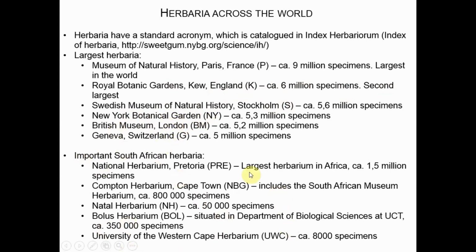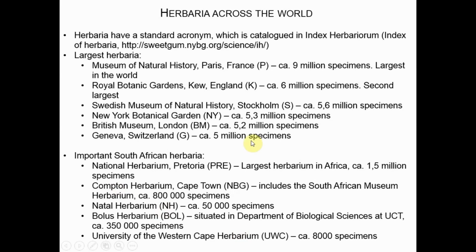And then we have, of course, important local South African herbaria. These are all associated with the South African National Biodiversity Institute, or SANBI, and they are associated with botanical gardens that we find in most provinces of the country. The largest in South Africa is the National Herbarium, which is the largest herbarium also in Africa, which houses now probably about 2 million specimens. The Compton Herbarium in Cape Town, about 1 million specimens, and then Natal Herbarium, about 50,000 specimens. So these three are the ones, we call them national herbaria, that are associated with SANBI.